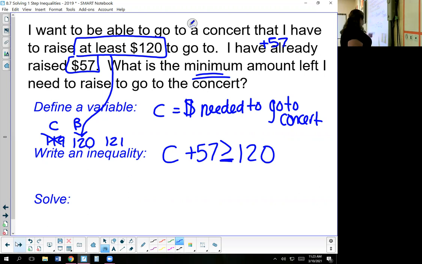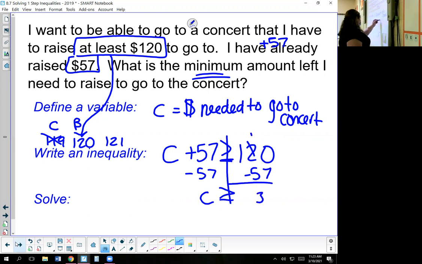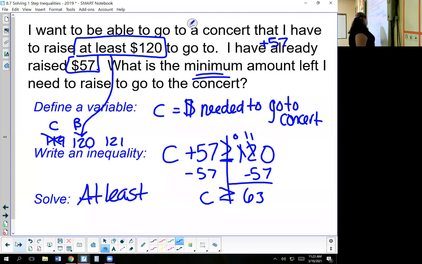And then you would just solve it. So minus 57, minus 57. C is greater than or equal to, let's see. I went too fast. What is this? $63. So he needs at least, that's the minimum, $63 or more.